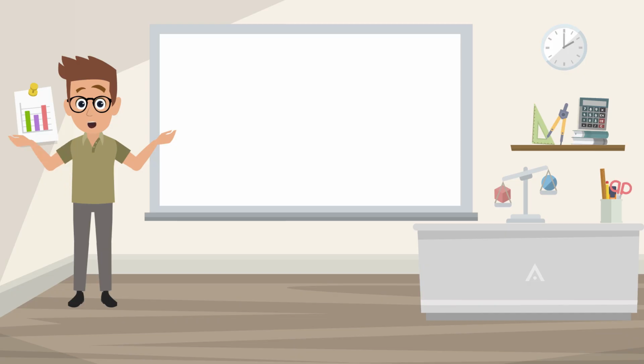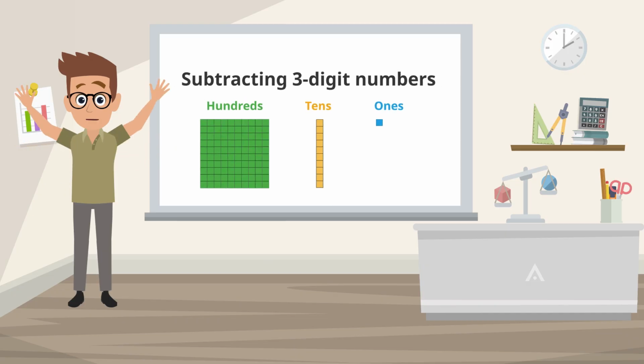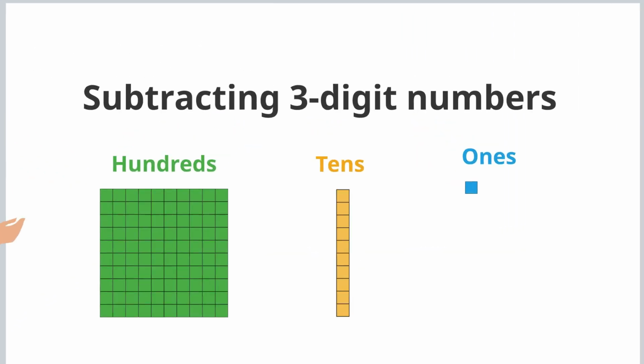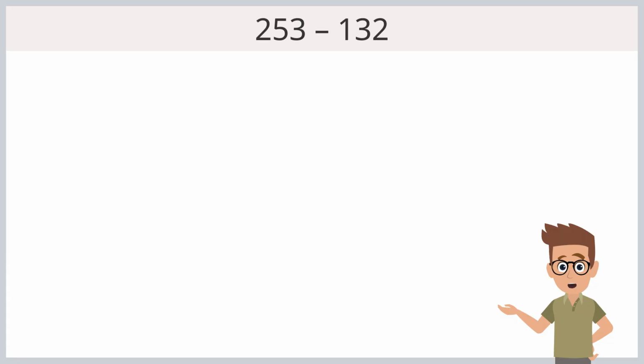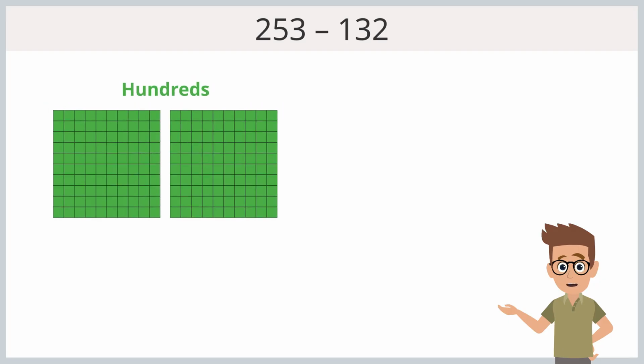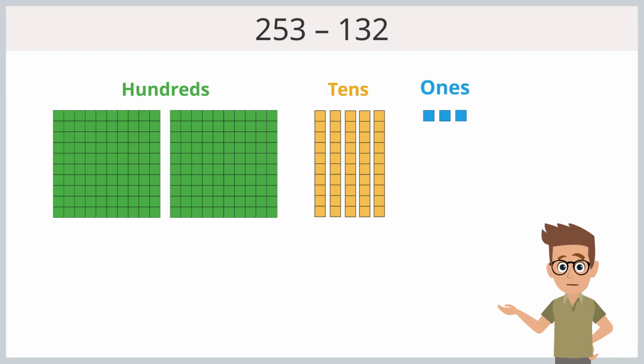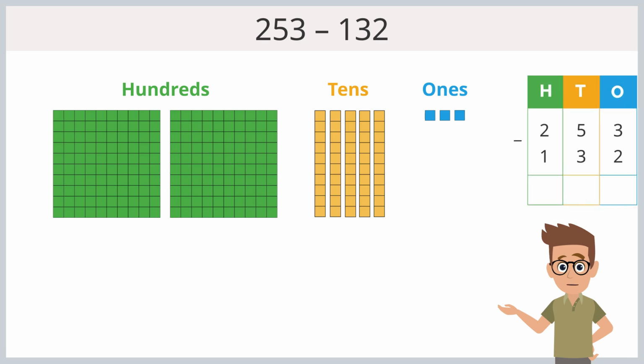Today, we will explore how to subtract 3-digit numbers with and without regrouping. What is 253 minus 132? First, let's use cubes to represent the number 253. The number 253 has 2 hundreds, 5 tens, and 3 ones. We can show our working in this place value chart.